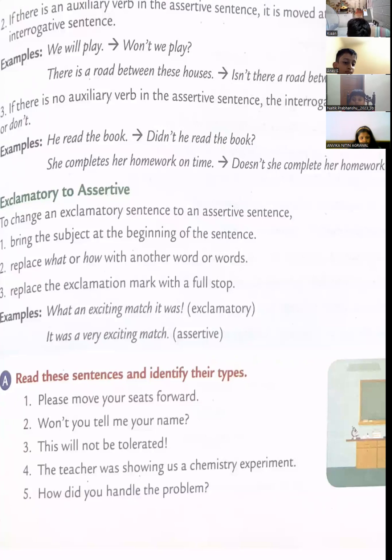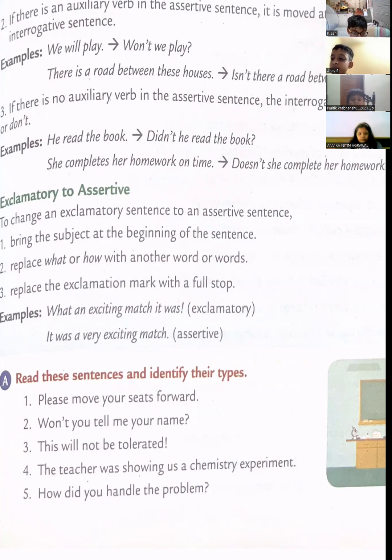Next, won't you tell me your name? Question. Interrogative, okay? Use the correct keyword. This will not be tolerated. Naitik. Question number 3. Anay, why do I feel that you are doing something else in parallel? I was writing something. Achha, okay. This will not be tolerated is which type of sentence? Exclamatory.